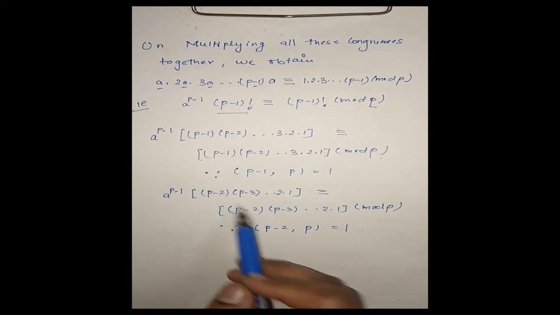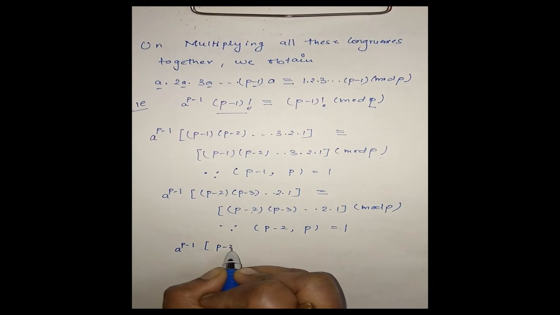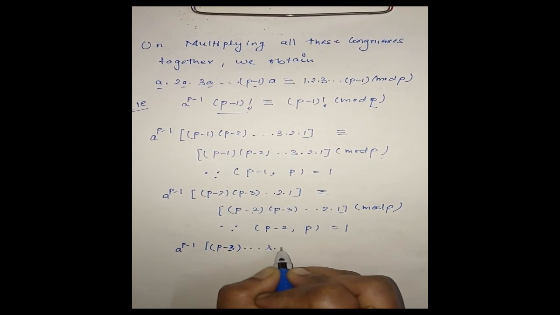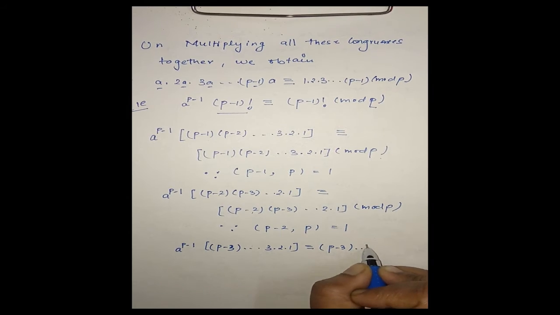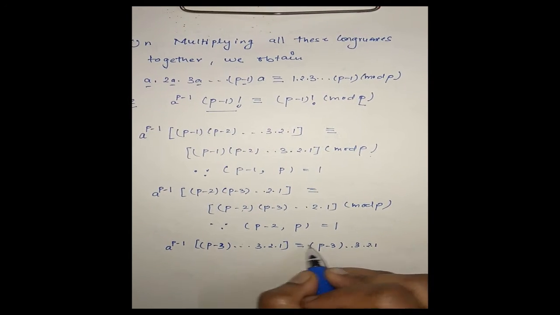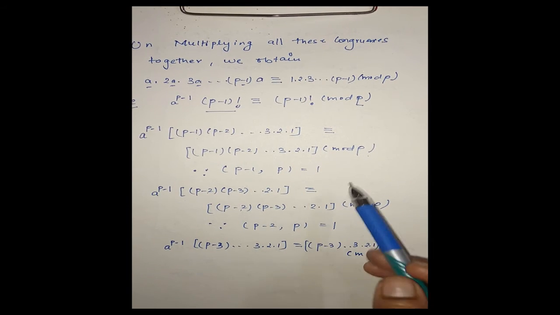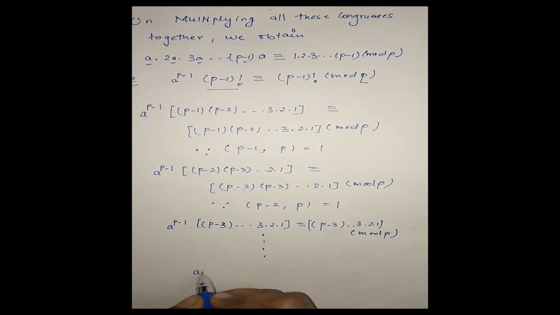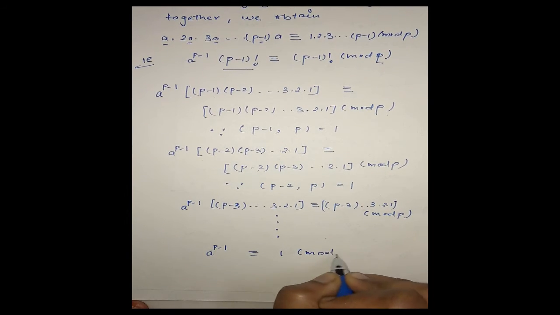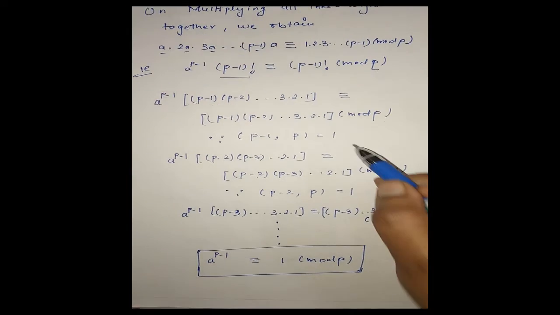We can now cancel out p minus 2 from both sides. This is (p minus 1)(p minus 3) up to 3 into 2 into 1 congruent to (p minus 3) up to 3 into 2 into 1 modulo p. Okay, now repeating the same steps, we will reach up to here: a power p minus 1 is congruent to 1 modulo p. This is Fermat's theorem. Okay, I can use this property.